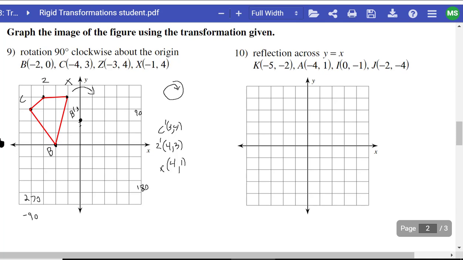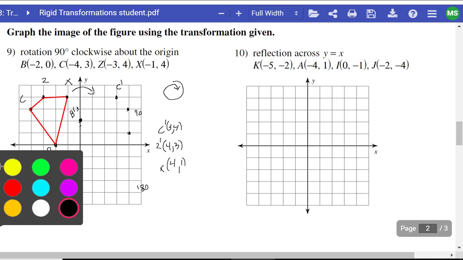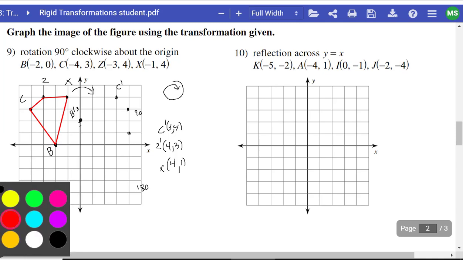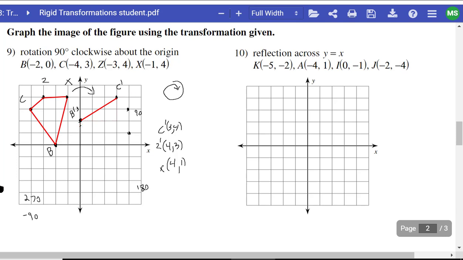And now what I'm going to do is I'm going to draw those in and see if I'm right. C prime is at 3, 4. Z is at 4, 3. Then X is at 4, 1. I'm going to use my shapes right now just so that it looks, does it look about the same? Does it look like I just turned it? And yeah, it does. Looks like I just turned it 90 degrees clockwise.